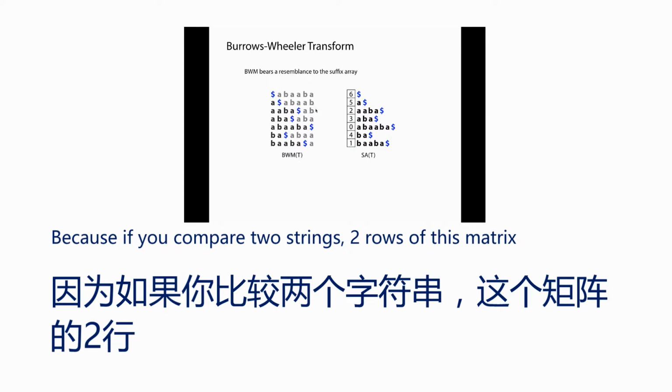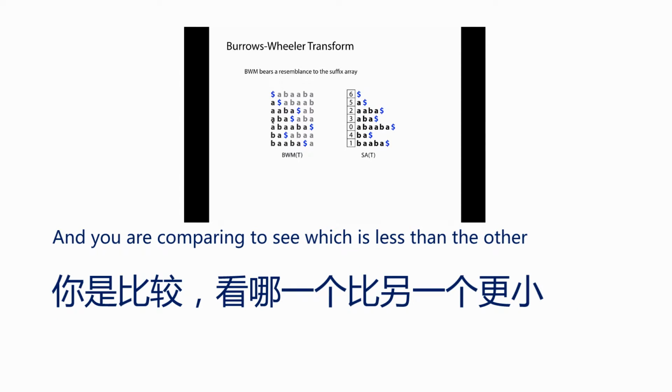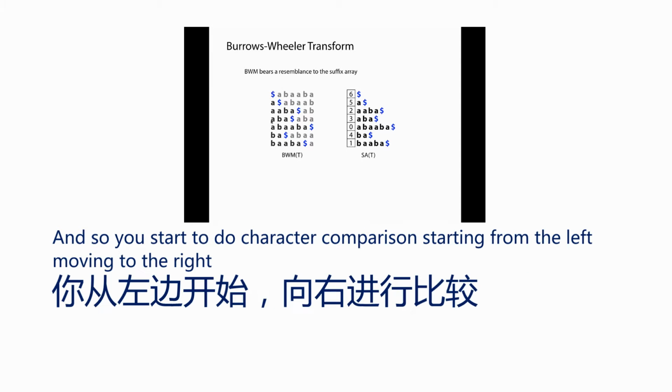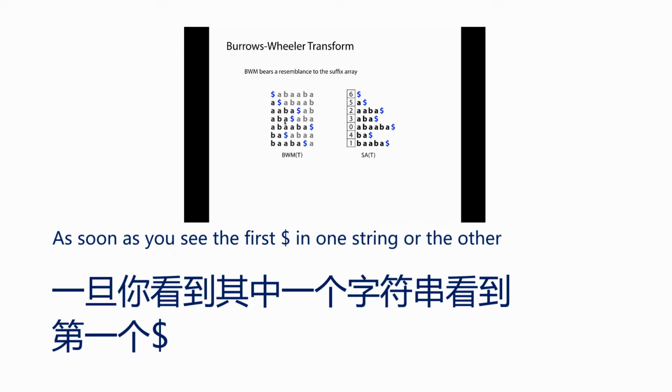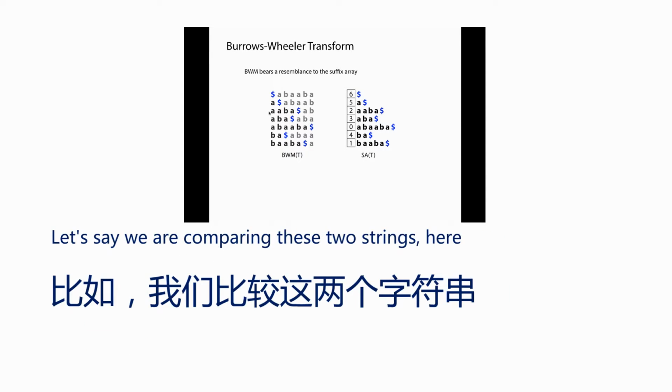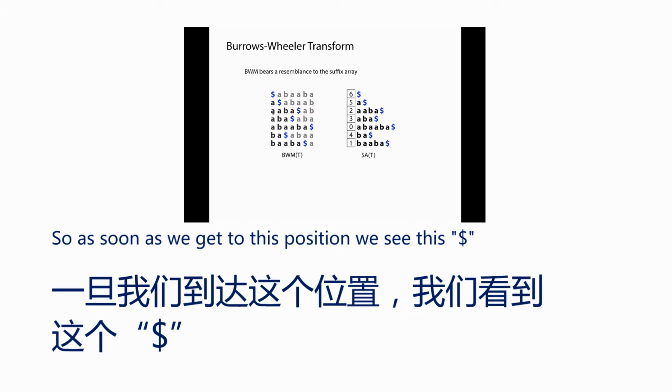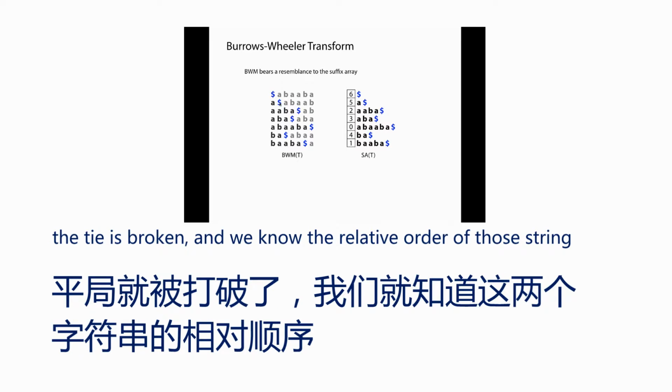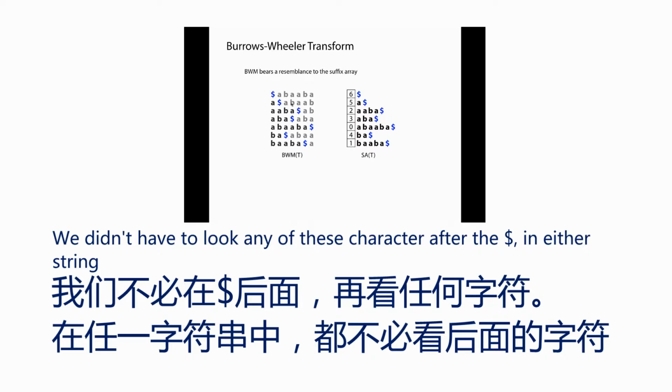Because if you compare two rows of this matrix to see which one's less than the other, you start doing character comparisons from the left and moving to the right. As soon as you see the first dollar sign in one string or the other, let's say we're comparing these two strings here, as soon as we get to this position and see this dollar sign, the tie is broken and we know the relative order of those two strings. We didn't have to look at any of the characters after the dollar sign in either string.